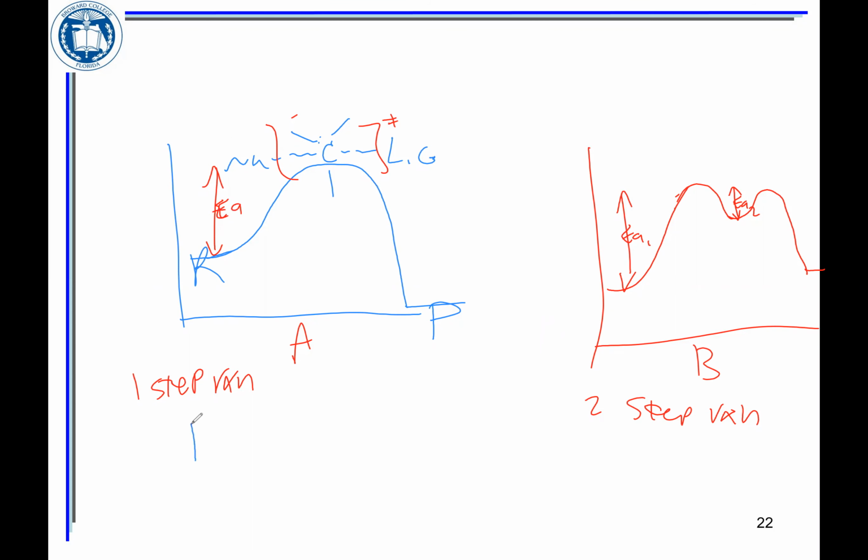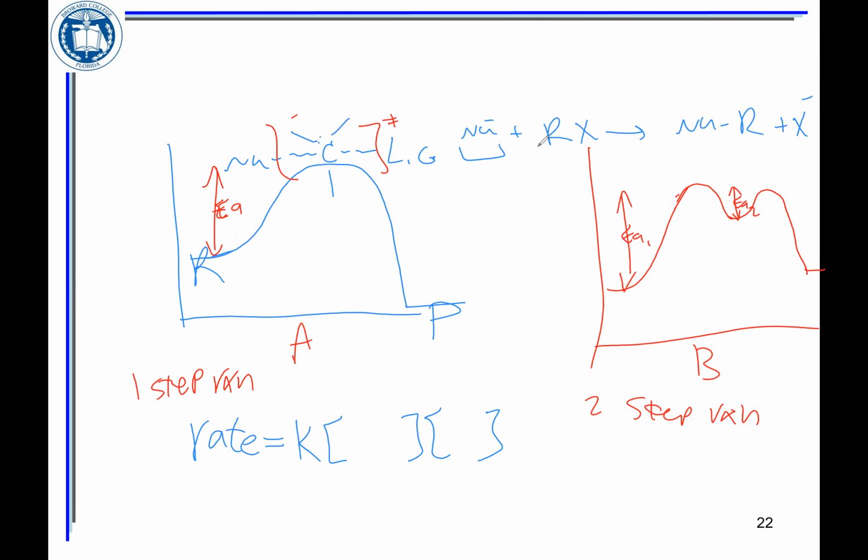How would you write the rate law for this reaction? The general rate law: rate equals k times the concentration of the first reactant times the concentration of the second reactant. What is the first reactant? If you look at this reaction, you have the nucleophile plus RX, which gives you Nuc-R plus X. So the first reactant and the second reactant are the RX and the nucleophile.